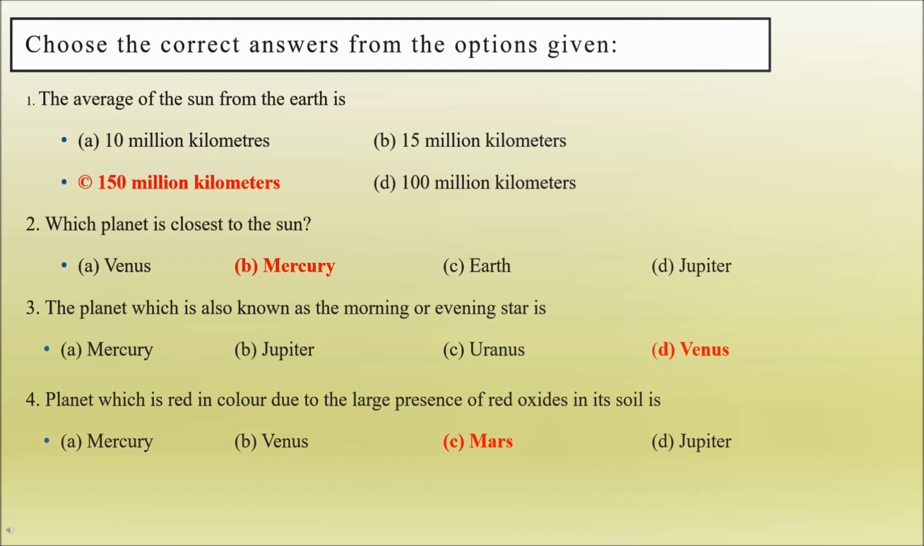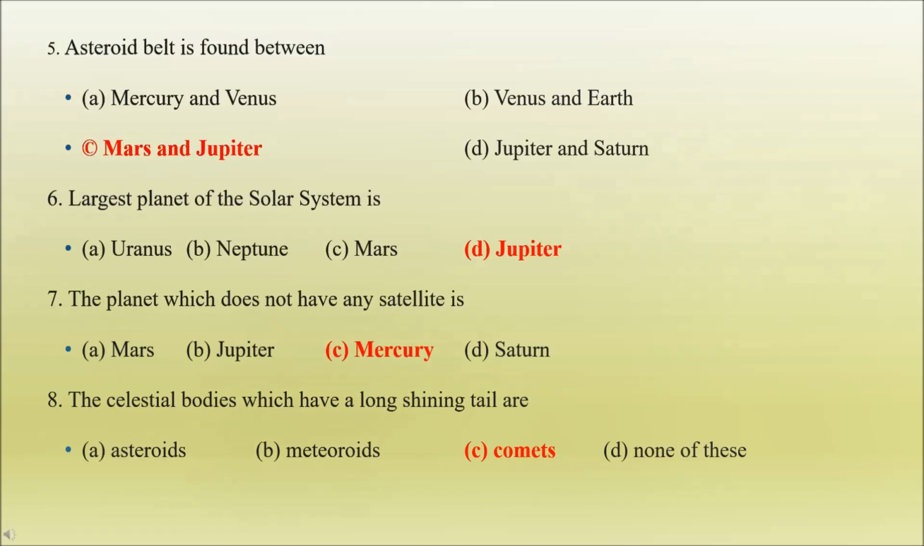Fourth one, the planet which is red in color due to the large presence of red oxides in its soil is Mars. So Mars is a planet which is red in color. It is due to the large presence of red oxides in its soil. Asteroid belt is found between Mars and Jupiter. Largest planet of the solar system is Jupiter. The planet which doesn't have any satellite is Mercury. The celestial bodies which have long shining tails are comets.